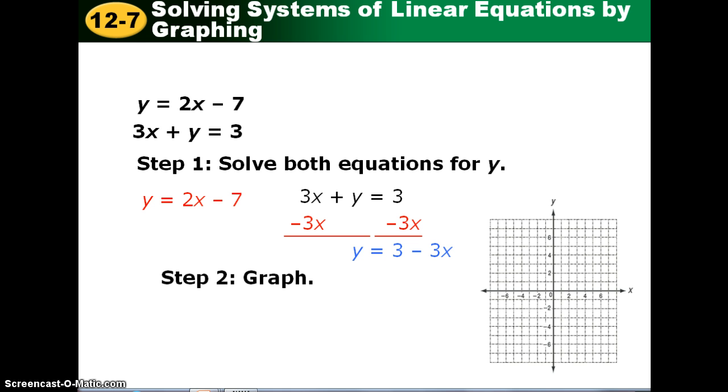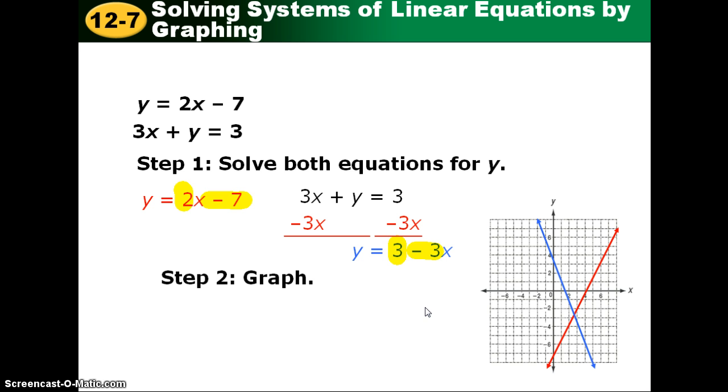Remember, two of the parts we're looking for every time are the y-intercept and the slope. The slope is always the number in front of x. So to graph y equals 2x minus 7, we start down at negative 7, and we count up 2 over 1, up 2 over 1. For y equals 3 minus 3x, we start up at 3 and we go down 3 over 1, down 3 over 1.